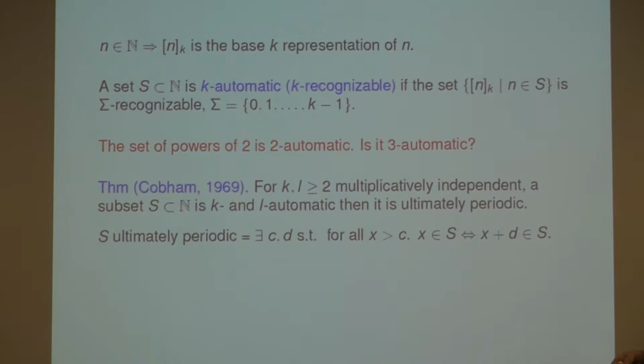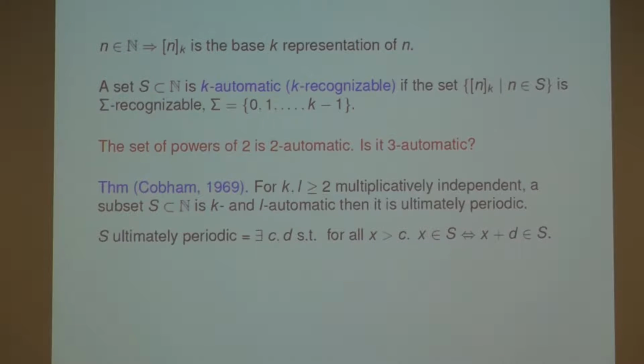And that means that after a certain point, there's an integer d such that if something is in the set, then x plus d is in the set. And certainly the powers of 2 don't have this property. It's not some arithmetic sequence. And this was proved in 1969.